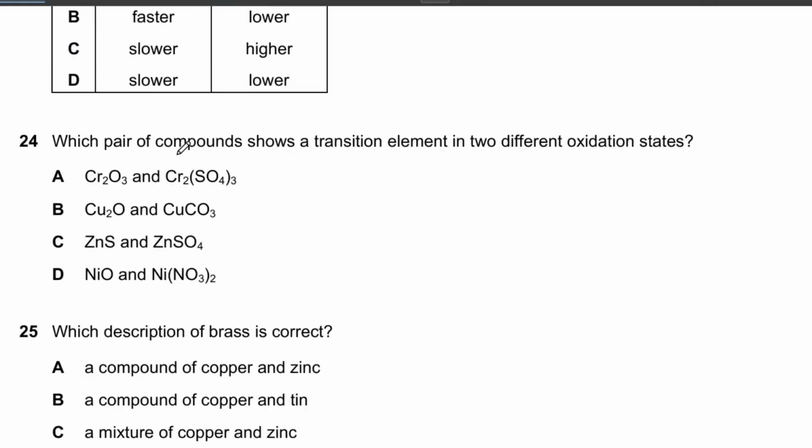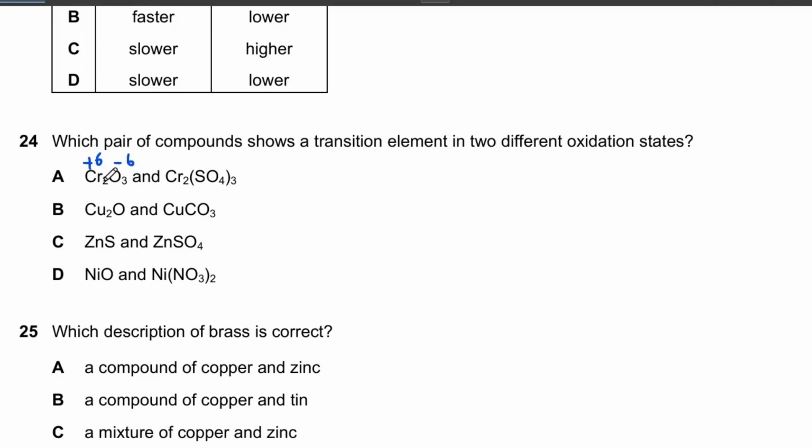Question 24. Which pair of compounds shows a transition element in 2 different oxidation states? So we have to calculate the oxidation state of each transition element in each compound here. So let's start with option A, chromium. I'll show you how to do this fast. Chromium and oxygen. So we start with what we know, oxygen. Oxidation state of oxygen is usually -2. So this is going to be -2 times 3, which gives us -6. So what you need to do is to balance the charge. So if oxygen is -6, that means our chromium is going to be +6.